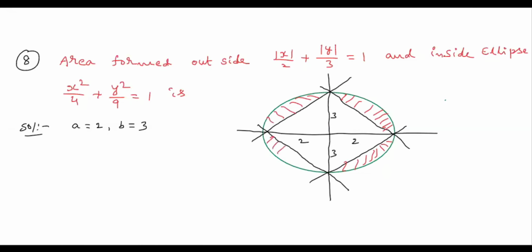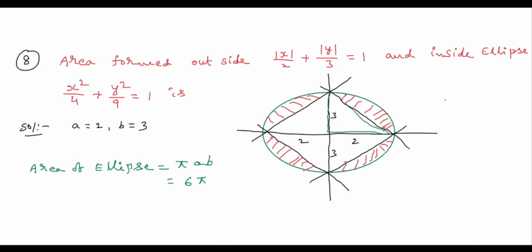What is the area of the ellipse formula? Area of ellipse is pi AB. Already we know the A value and B value. Substitute that, we get 6 pi. Now this is one right angle triangle.